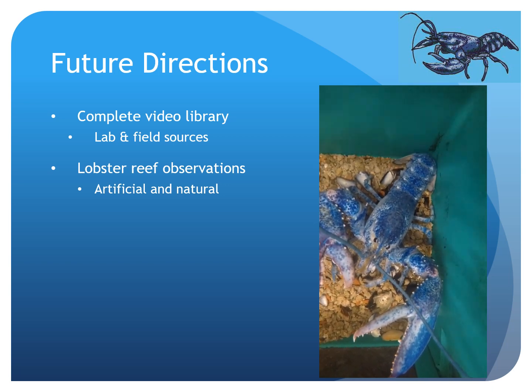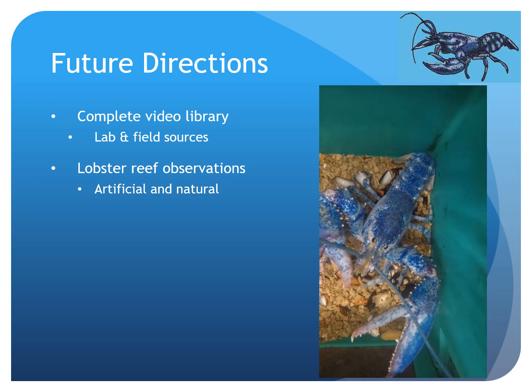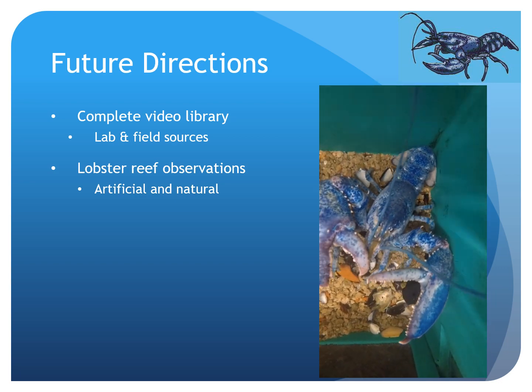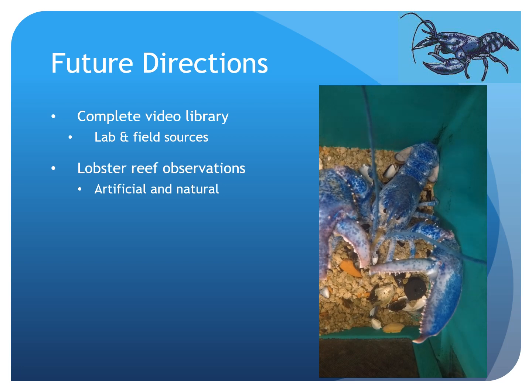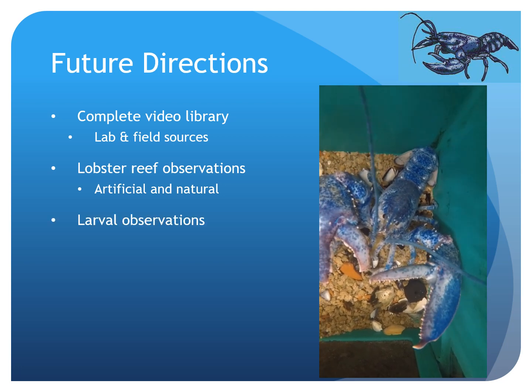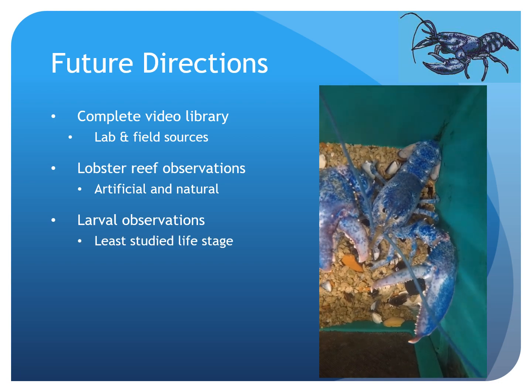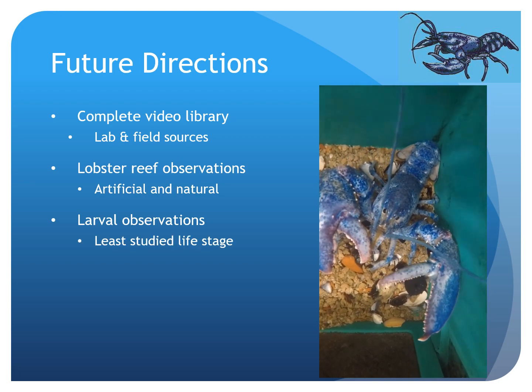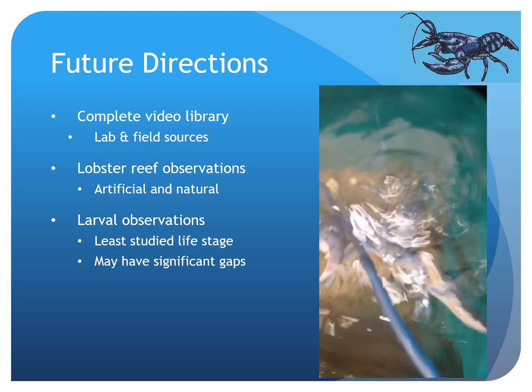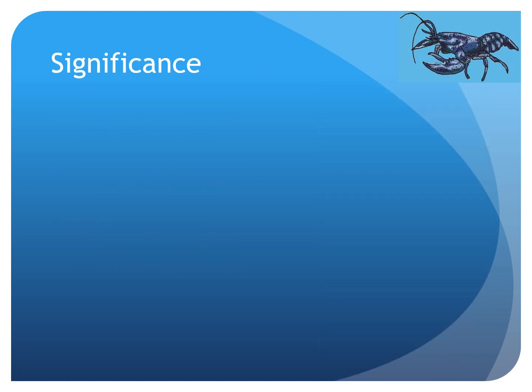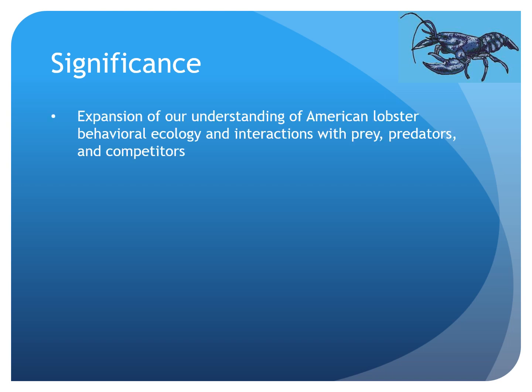We don't have a lot of information on what lobsters do when they're not raiding lobster traps, and we've got some tantalizing hints from both the lab and field that they may have more of a social life than expected. And lastly, there's a serious dearth in larval observations. It is the least studied life stage in terms of behaviors, and it is highly probable that we may be lacking in behavioral observations. Even so, as it stands now, the comprehensive ethogram will help expand our understanding of the ecological role of the American lobster within its nearshore ecosystem.